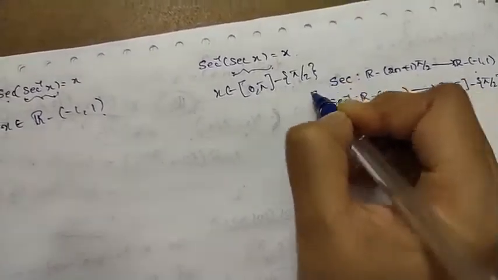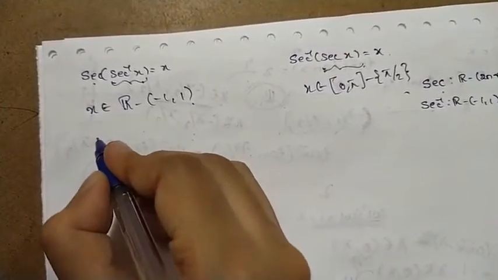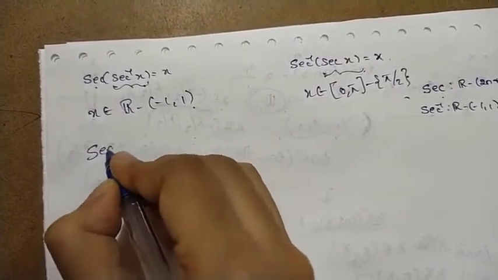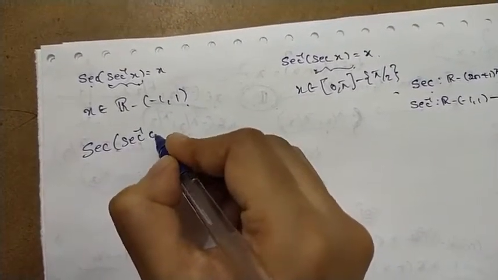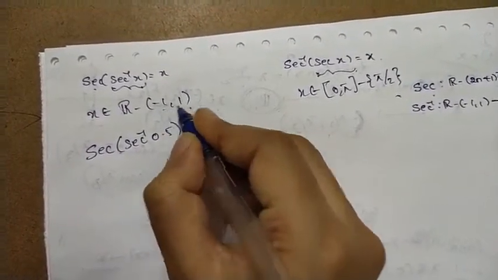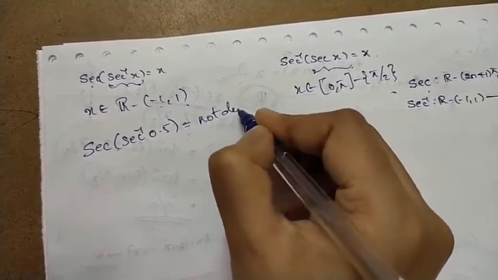So here, since x belongs to the set of real numbers excluding this, whatever values are lying between this one, suppose I take 0.5, which is lying within this one, here the value cannot be determined.